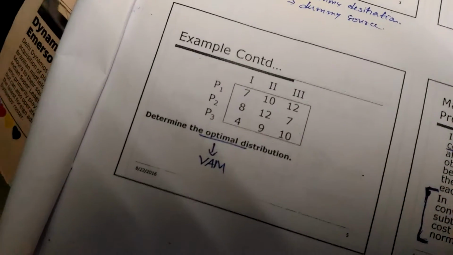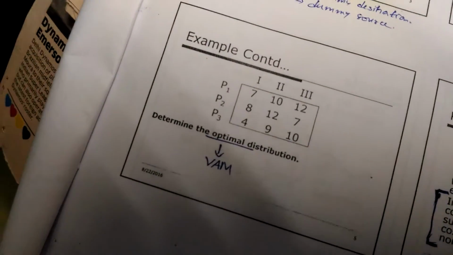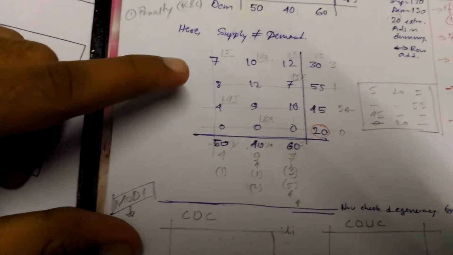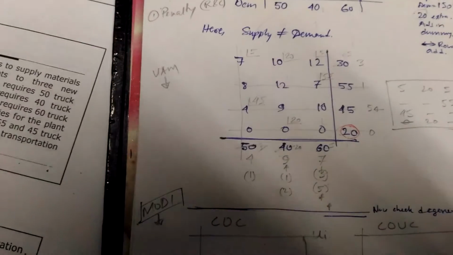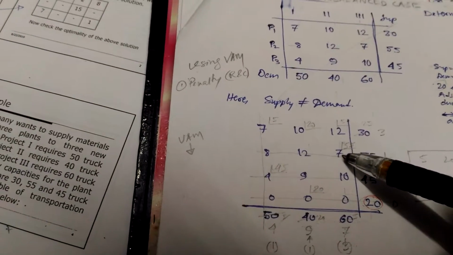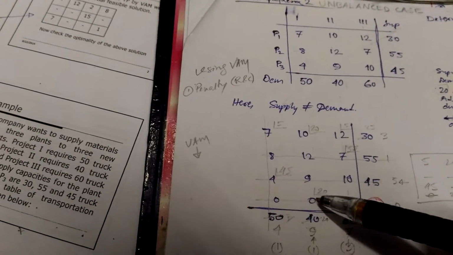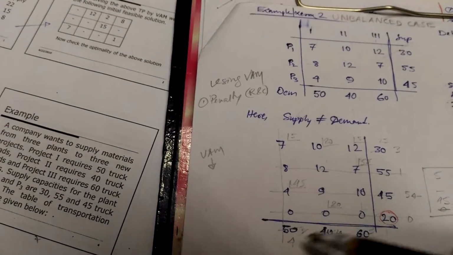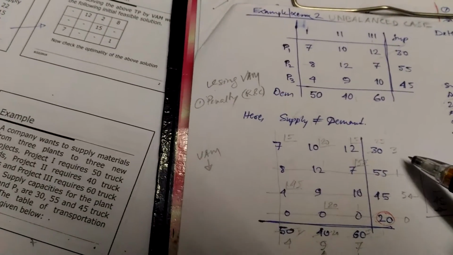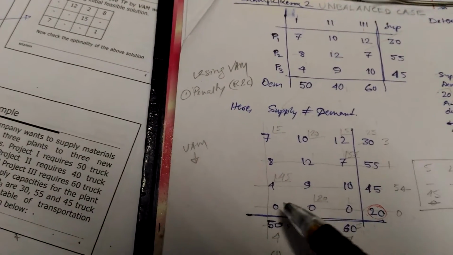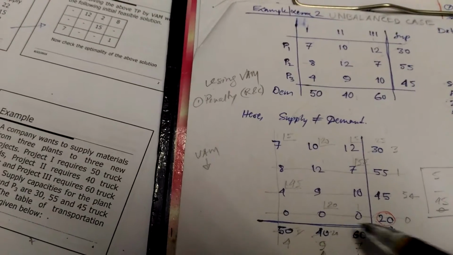Since they have asked for optimal, we have to use VAM, Vogel's approximation method. So in Vogel's approximation method, what we do is first calculate the penalties row wise and column wise. In this row, the lowest is 0, second lowest is 7, so the penalty is 7. In this, 0 is lowest, second lowest is 9, so penalty is 9 minus 0, 9. In this case 4 minus 0, 4. Now row wise the penalties are 10 minus 7, 3; 8 minus 7, 1; then 9 minus 4, 5; 0 minus 0, 0.